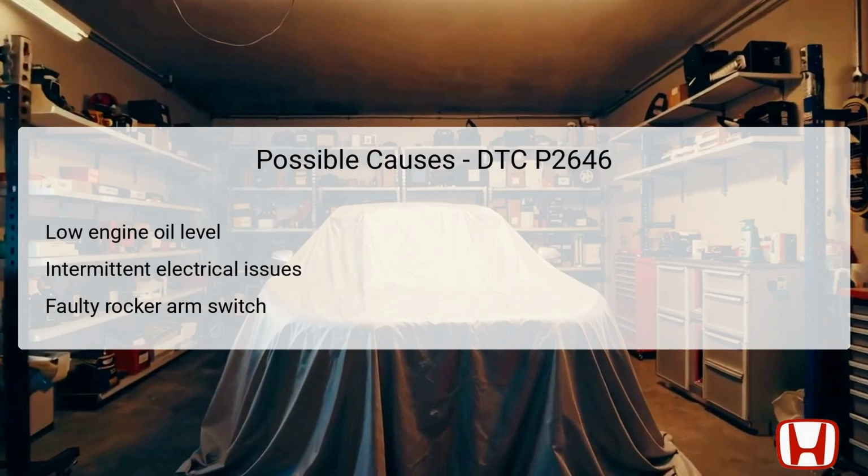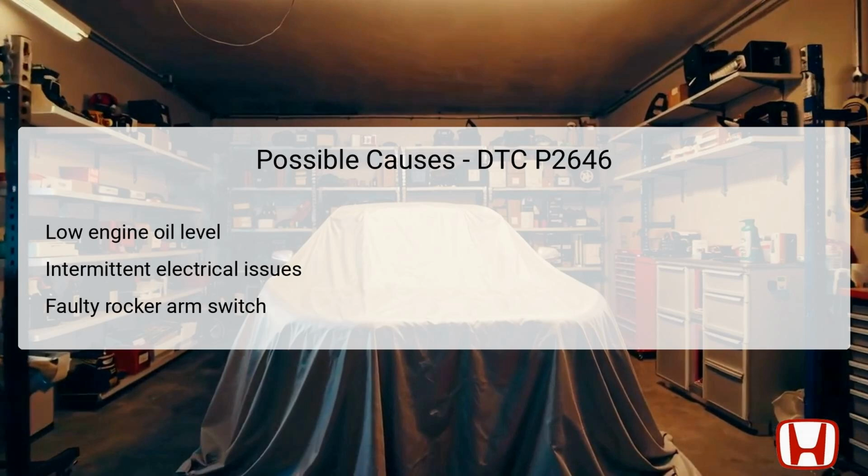Several potential causes could trigger DTC P2646. Firstly, a low engine oil level can result in improper lubrication and pressure, which in turn affects the operation of the rocker arm oil pressure switch. Ensuring that the oil level is within specification is critical before delving deeper into electronic diagnostics.